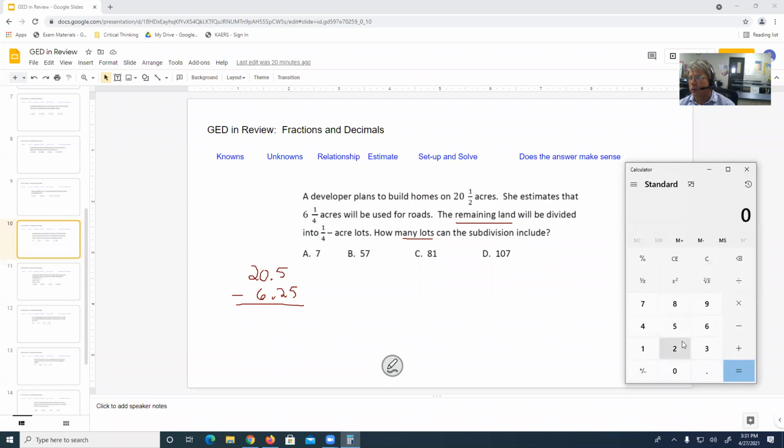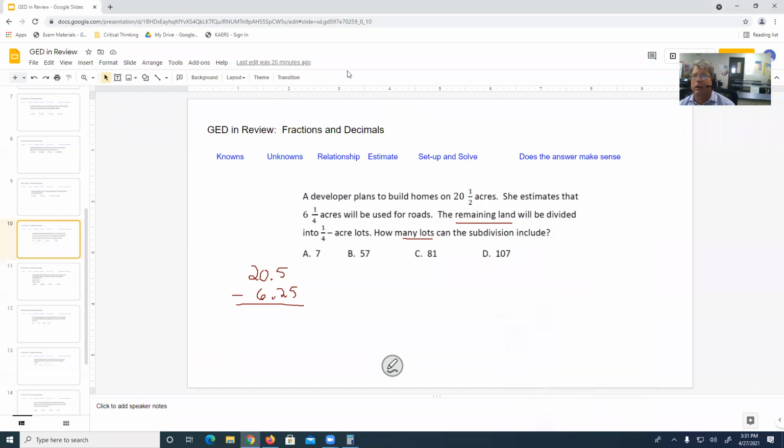Let's see what we can come up with here. So if I clear that off and go 20.5, and if I remove the 6.25 from that, that gives me 14.25. So 14.25 is the remaining amount of land. Now what we're going to do is divide that into 1/4 lots. So we have this 14 and 0.25, and we've got to divide it into 1/4 lots.